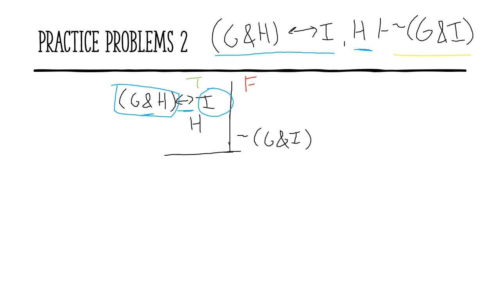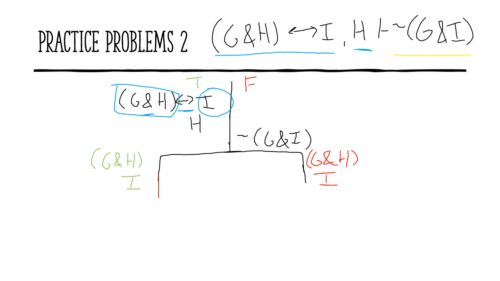So let's split our tree. On one side we're going to list them both as true, G and H and I, and on this side we're going to list them both as false, G and H and I. Remember, the truth rule for a double arrow is that they both match: either they're both true or they're both false. So we split those two up. Is there anything else we need to do to what we just did on these branches?